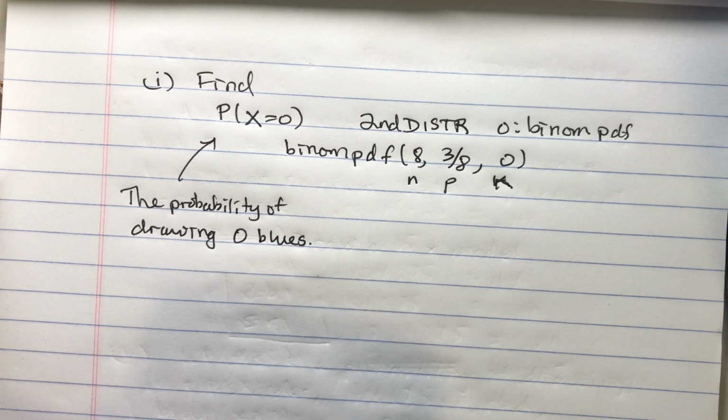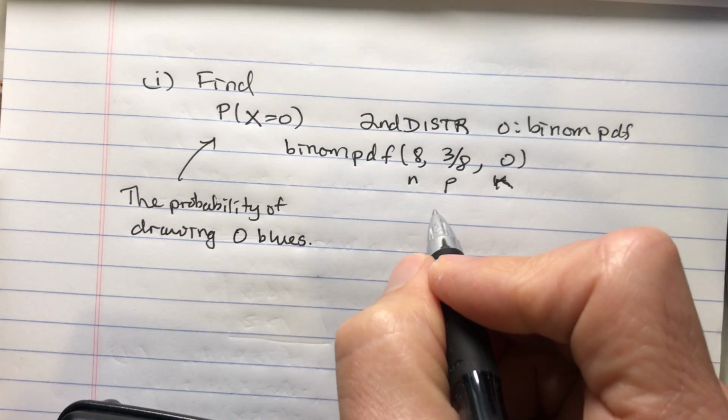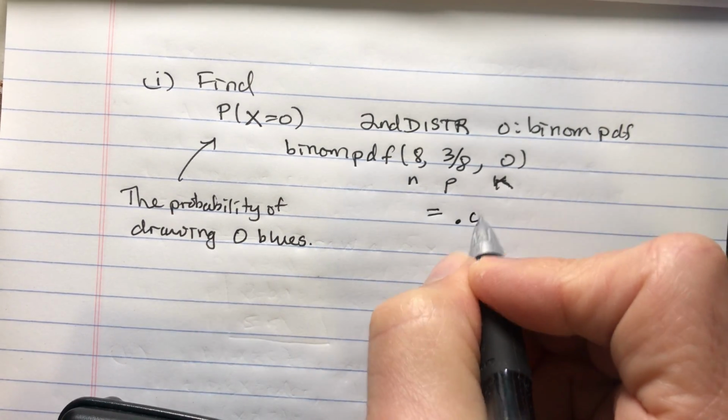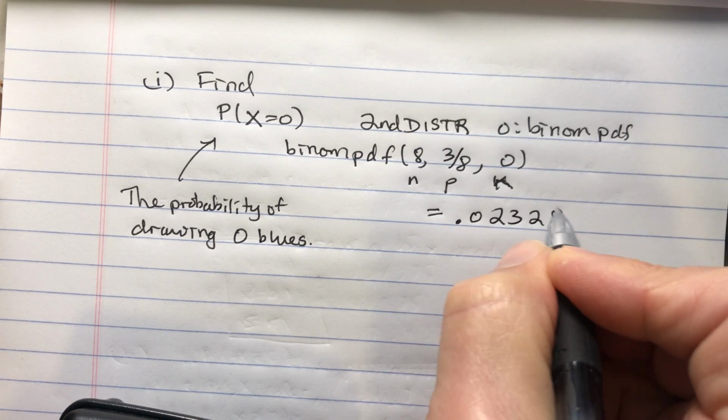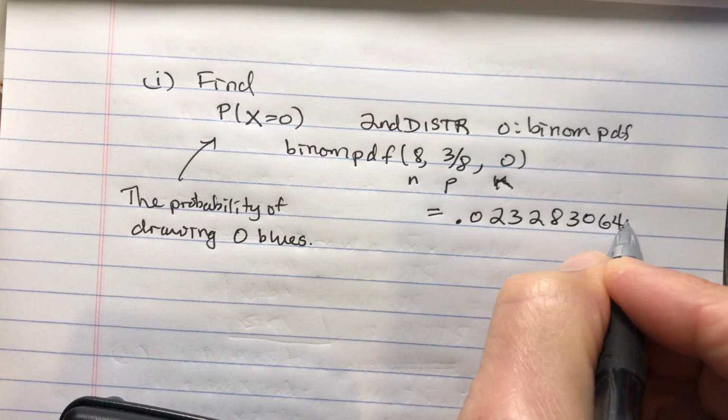Okay, so you punch that in there, and if you do it often, then it starts going a little faster. You start getting a little bit used to these. Okay, I got 0.232830644.